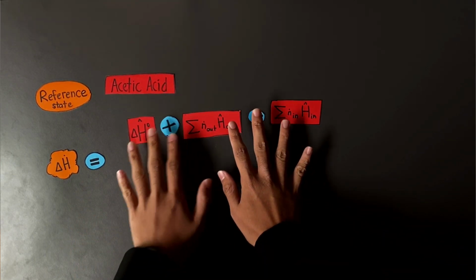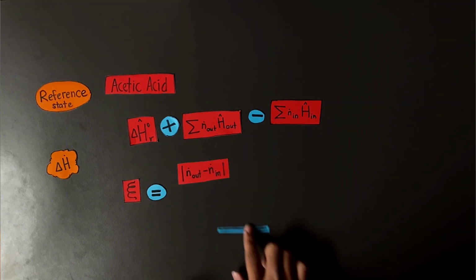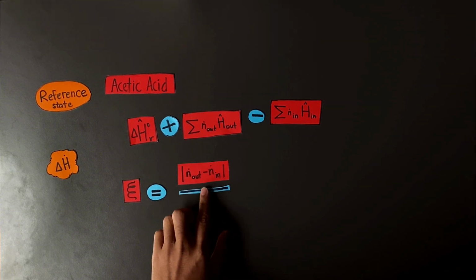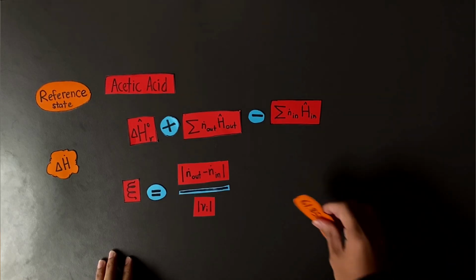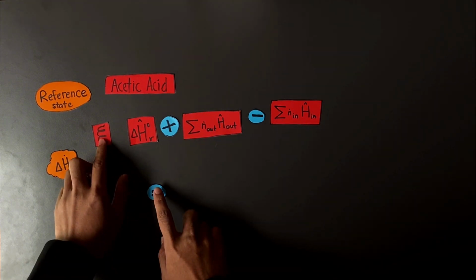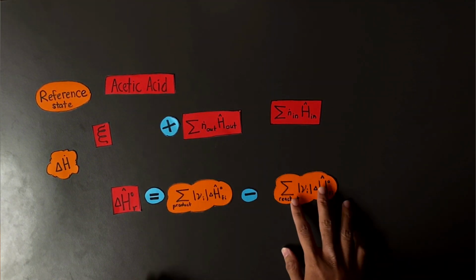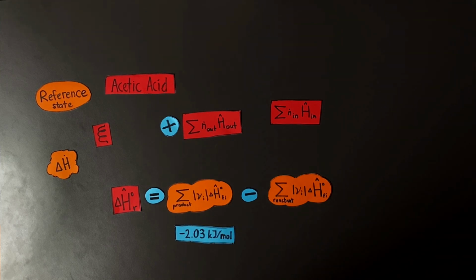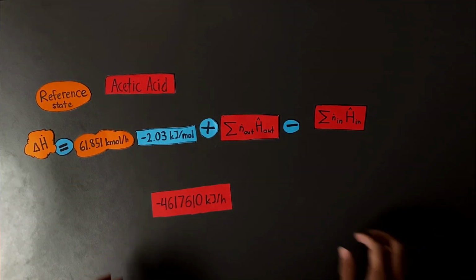It is basically equal to the difference of a molar flow rate divided by the stoichiometric coefficient of the specific substance that we choose. In our equation, we will get 61.851 kilomole per hour. We'll move on to the calculation and get the answer for this, which is negative 2.03 kilojoule per mole. And then we can insert all the values for the rate of enthalpy, and we can get this final answer.